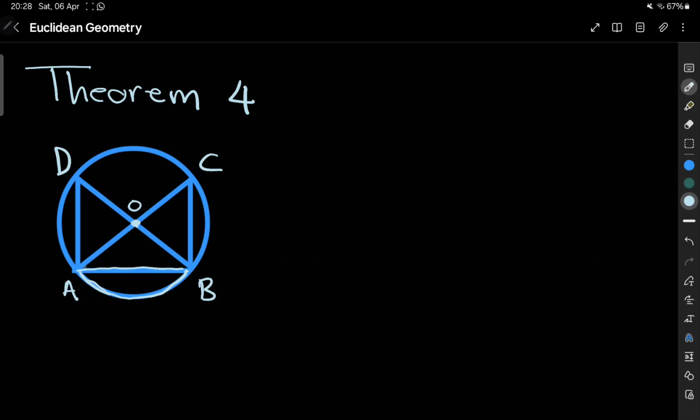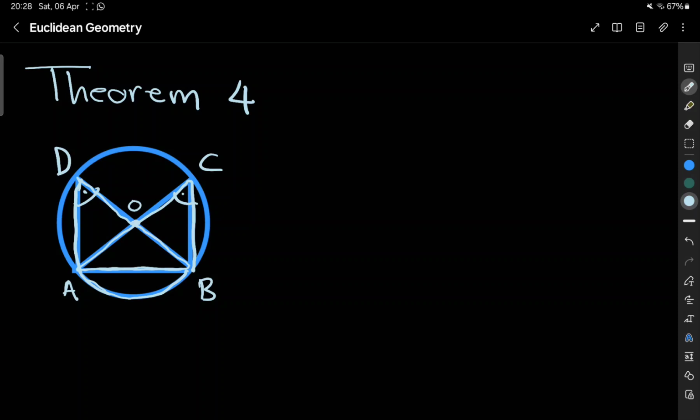What they mean by that is, if we pay attention, we'll see that AB subtends this angle right here, which is angle D, and it also subtends angle C. It subtends them at the circumference, obviously. So now we can deduce that since those two angles are subtended to the circumference by the same arc or chord, which is AB in this case, we can assume that those two angles are the same.